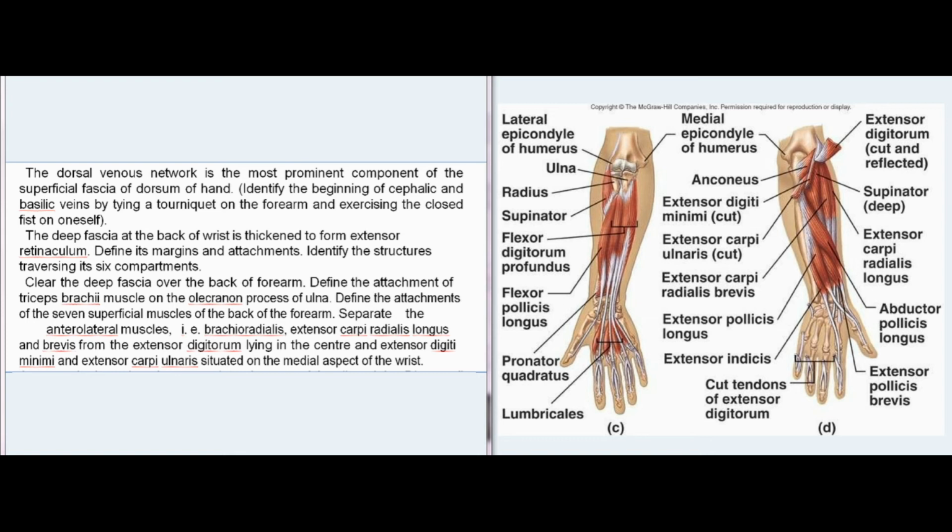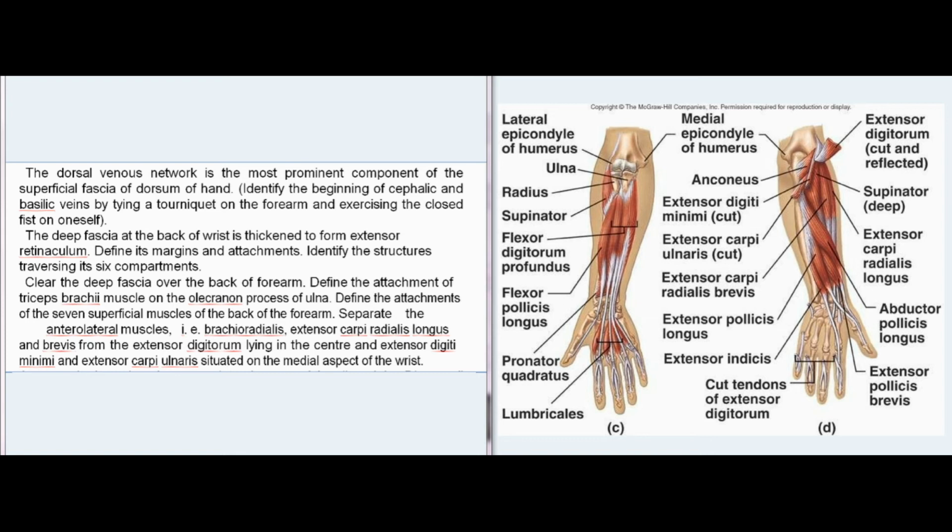Identify the beginning of the cephalic and basilic veins by tying a tourniquet on the forearm and exercising the closed fist on oneself. The deep fascia at the back of the wrist is thickened to form the extensor retinaculum. Define its margins and attachments. Identify the structures traversing its 6 compartments.